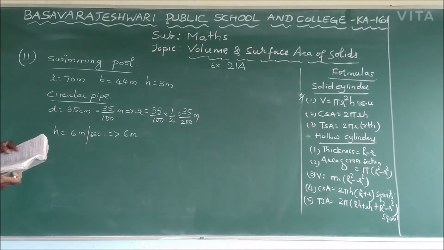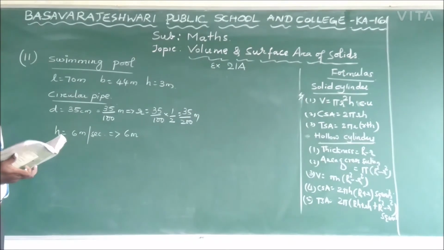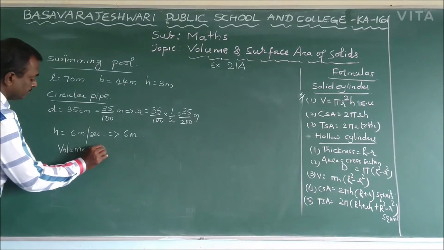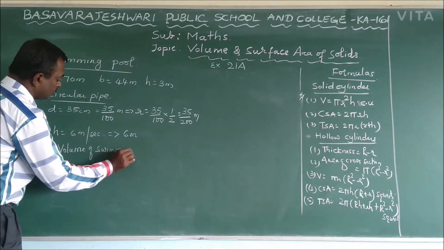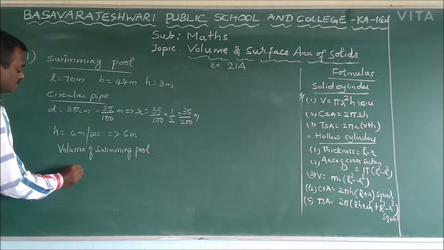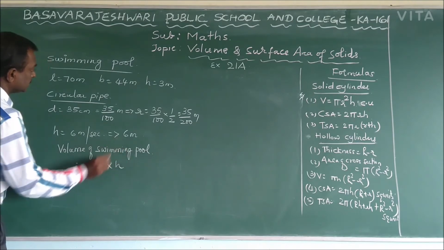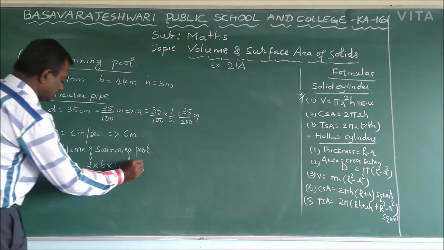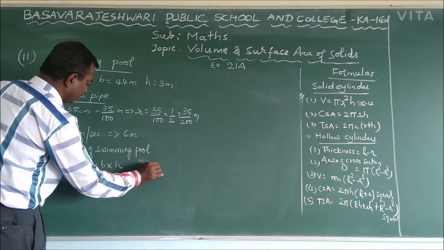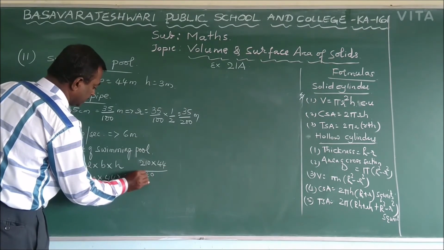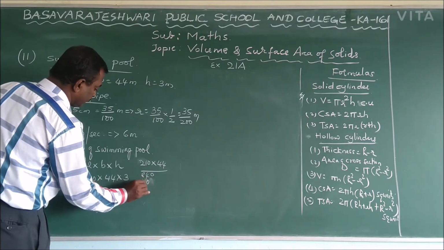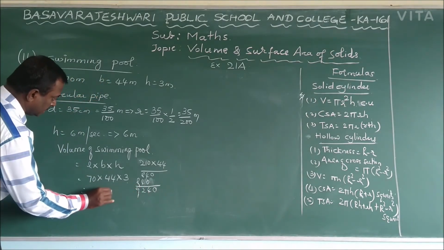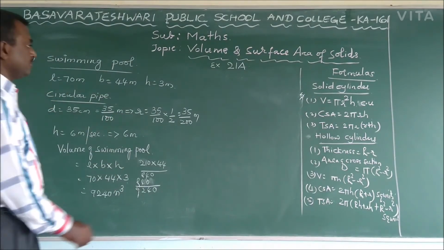Now what do we have to find out? We have to find out the volume of the swimming pool first. Volume of swimming pool is equal to length into breadth into height. 17 into 44 into 33, that is 70 into 3, 210 into 44, that is 9,240 meter cube. That is the volume of the swimming pool.